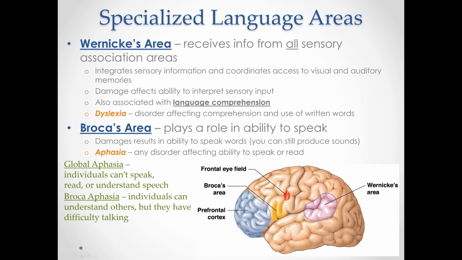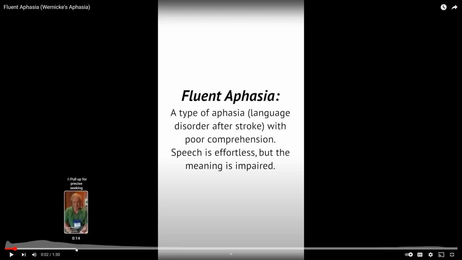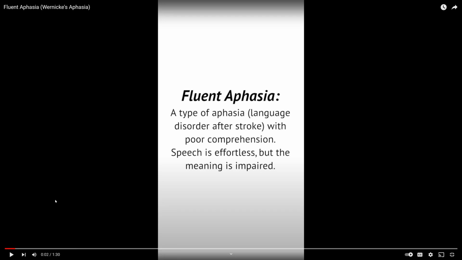And then another type of aphasia is called Wernicke's aphasia. With this type of aphasia, individuals can speak, but what they say doesn't make sense. So this is more of a damage to Wernicke's area. They're still able to speak, but they lose the comprehension of the language and the words. And this is also sometimes called fluent aphasia. And here's an example of that. So this is fluent aphasia, also known as Wernicke's aphasia.